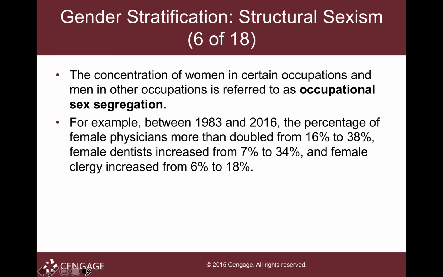The concentration of women in certain occupations and men in other occupations is referred to as occupational sex segregation. For example, between 1983 and 2016, the percentage of female physicians more than doubled from 16% to 38%. Female dentists increased from 7% to 34%, and female clergy increased from 6% to 18%. So here what we're seeing is how, as time has passed, women have entered male-dominated occupations. Those definitions have changed, like I said earlier, so we see it as okay for these women to enter these male-dominated occupations. We don't question it as much anymore, but there's still an issue.